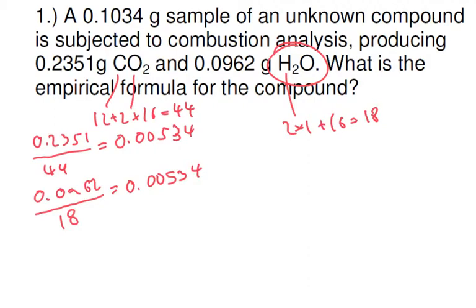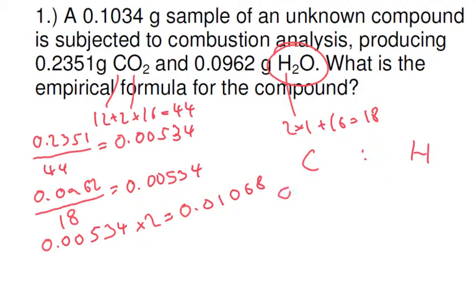So we need to double this value now. So 0.00534, multiply that by 2. That's going to tell us how many moles of hydrogen we have. So 0.01068.